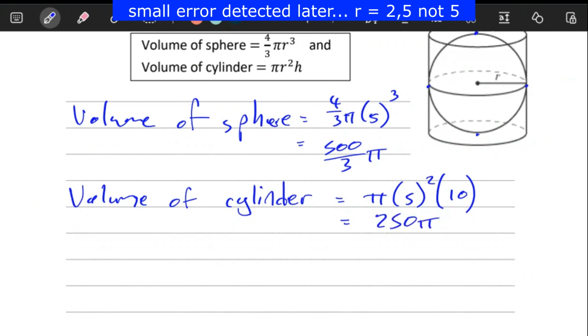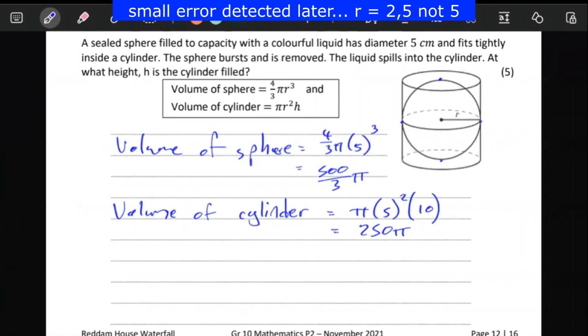So now you obviously know that the volume of the sphere is lower than the volume of the cylinder. When all the volume of the sphere goes into the cylinder, you want to keep in mind that only 500 over 3 pi goes into the cylinder. So let's just see what this is as a decimal, so that you can get an idea of visually how this is going to look. This number is around 523.6. This number here, 250 pi, is around 785.4.